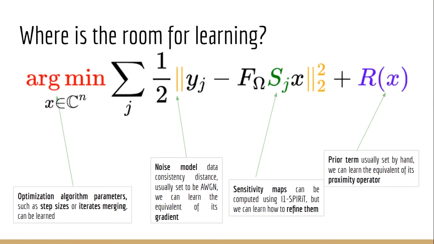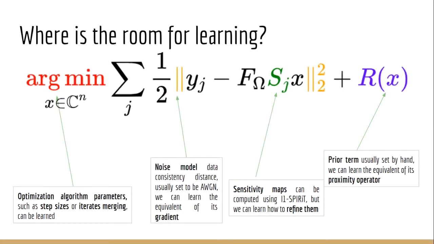And the next thing in this equation that we see as a big problem in the context of MRI reconstruction is actually the sensitivity maps that we were talking about earlier. So the matrix that represents which part of the organ you are more sensitive to. Generally they're computed using a method called L1 spirit, but this method is inexact, and ideally we would want to have a way to know from the data what these sensitivity maps are. And so what we're going to see is that we can learn how to refine estimates of sensitivity maps.